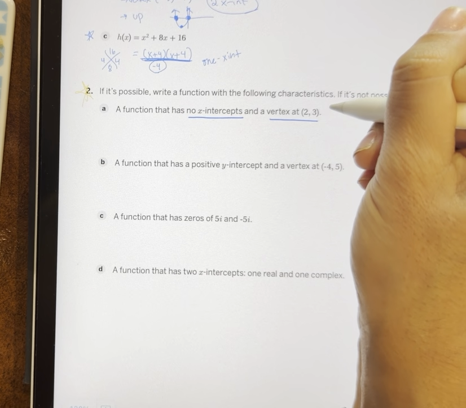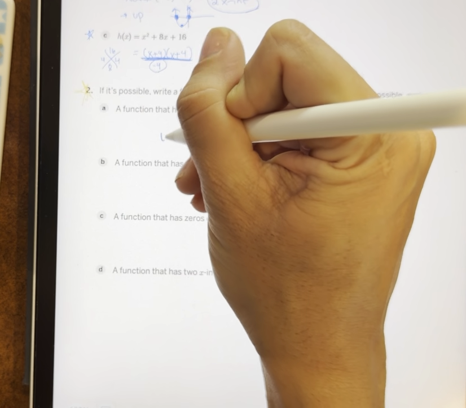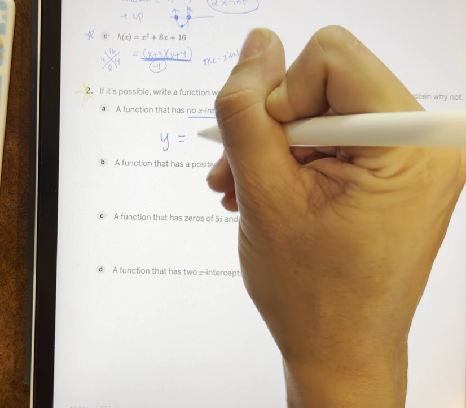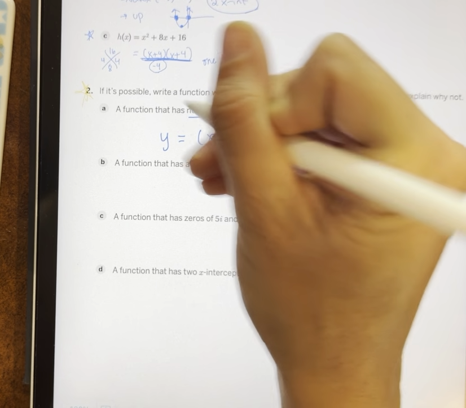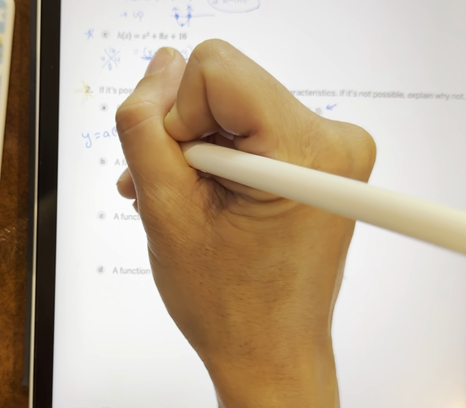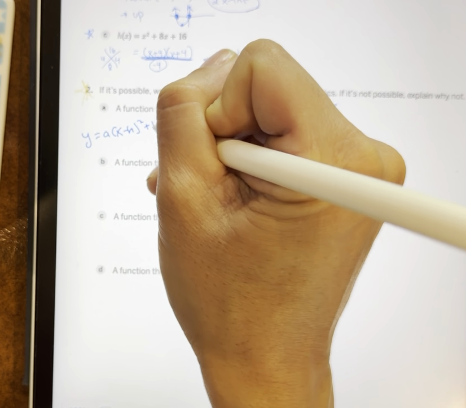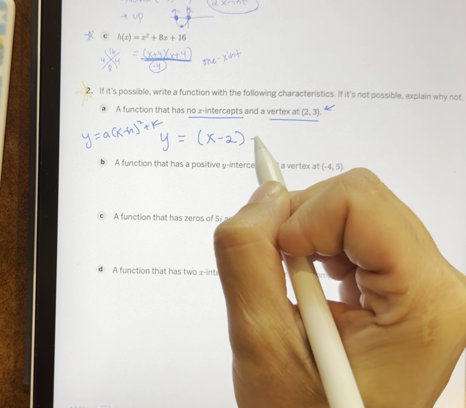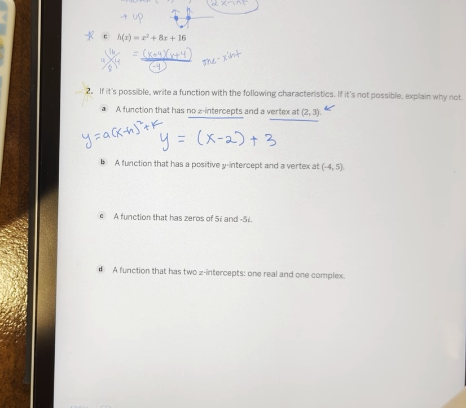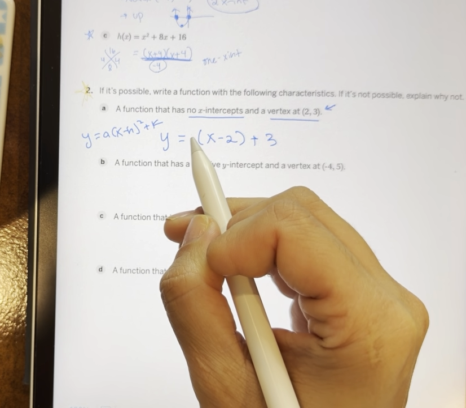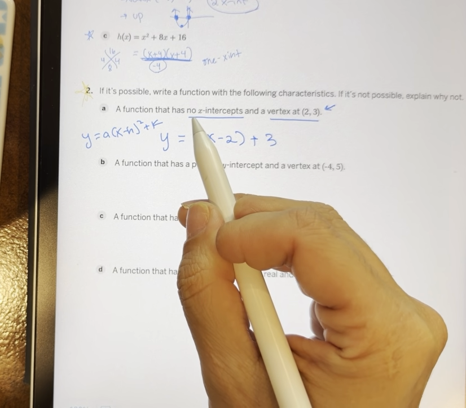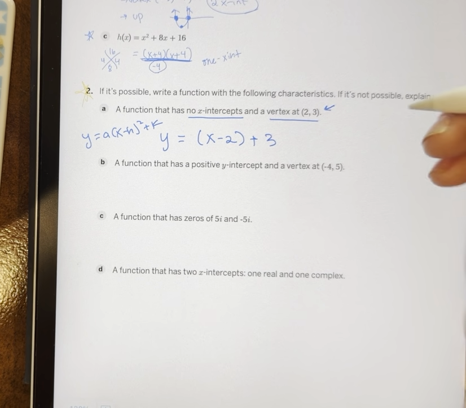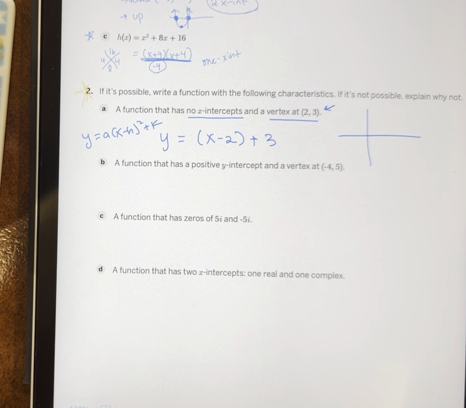Because they gave me the vertex, I'm going to write the equation right away. Remember vertex form: y equals a times (x minus h) squared plus k. So (x minus 2) squared plus 3. But depending on whether this opens up or down, I might have x-intercepts and I might not. So I do have to check that.